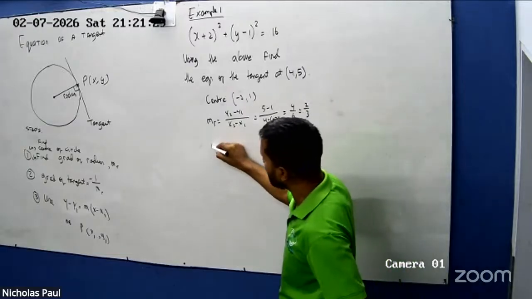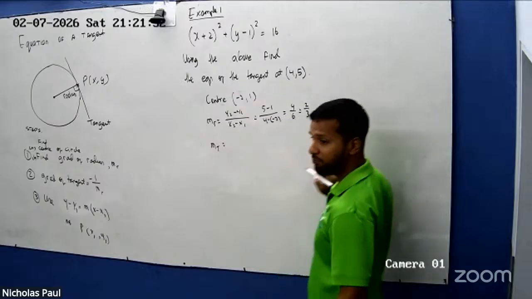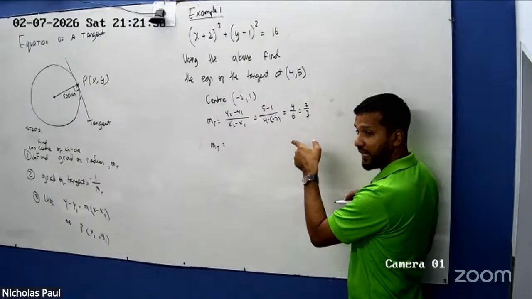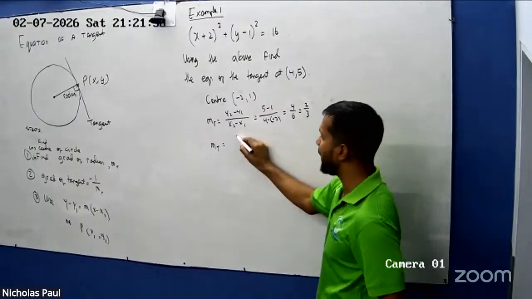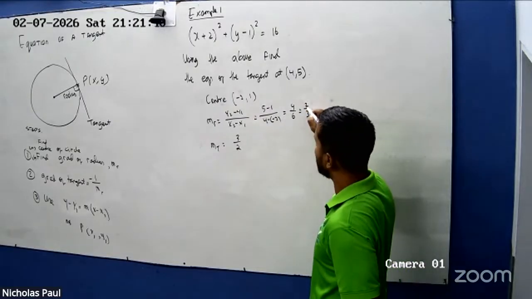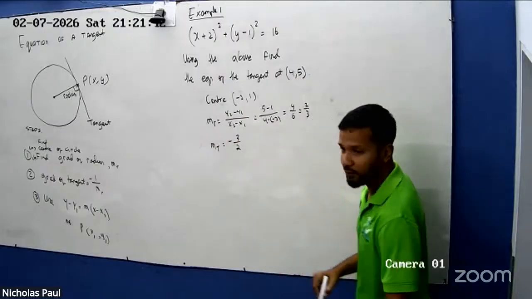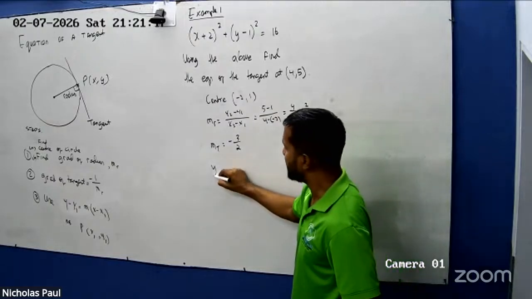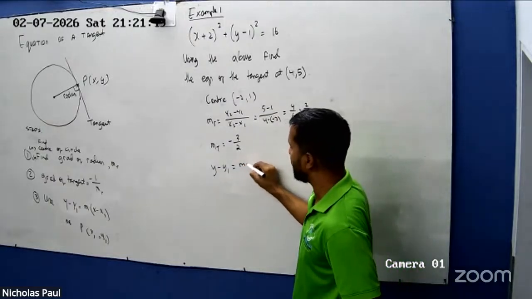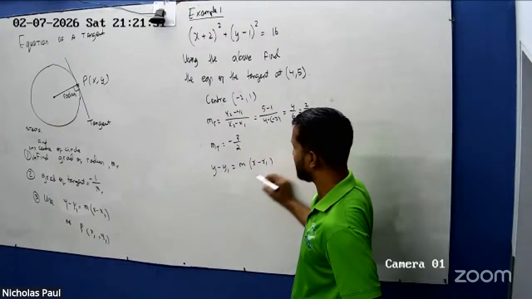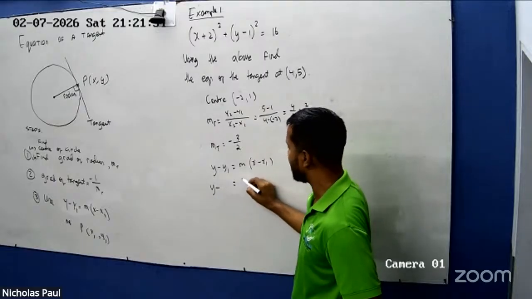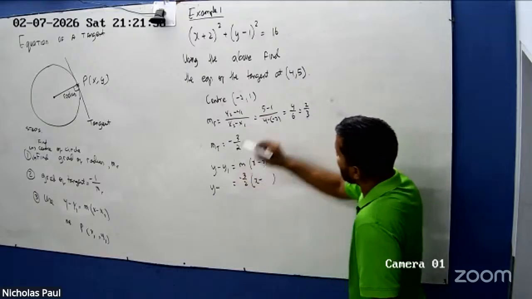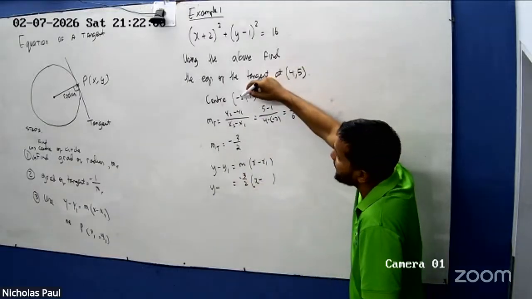So what will be the gradient of the tangent? Flip, change the sign. So 2 over 3 becomes 3 over 2, and it's positive, so this becomes negative. So that's steps 1, 2, 3. Last step, we're using y minus y1 is equal to m times x minus x1. Quick question. We know the gradient is -3/2. What do we use for x and y? Do we use (4, 5), or do we use (-2, 1)?